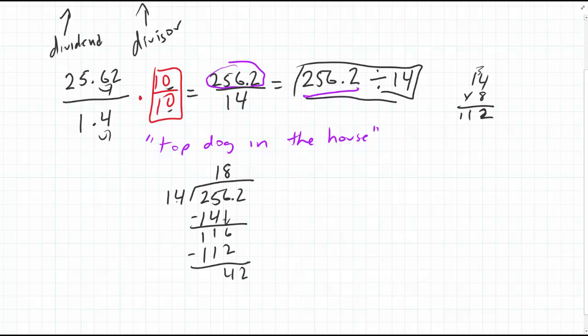Perfect, I think we're good. 14 goes into 42. I know it goes in 3 times exactly. 3 times 14 is 42. Nothing left over, and the decimal goes straight up.